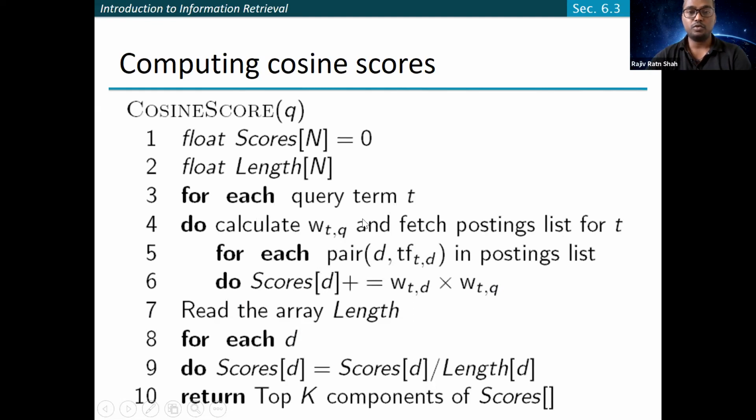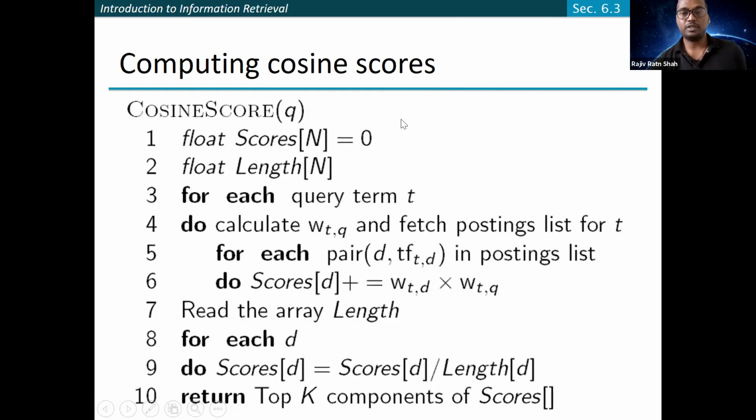So in a way you are computing the score of the document for each term it is having. Once you have the overall score of the document, you compute the normalized score by dividing by the length, as we have discussed, because if you don't compute the normalized score, it may yield wrong results. And once you have the normalized score, you can simply return the top k components of the score.